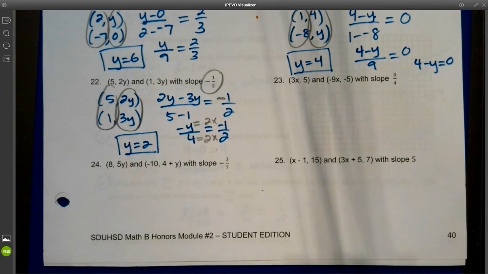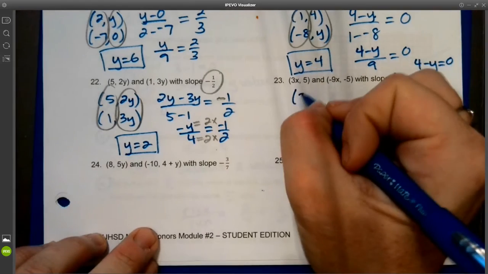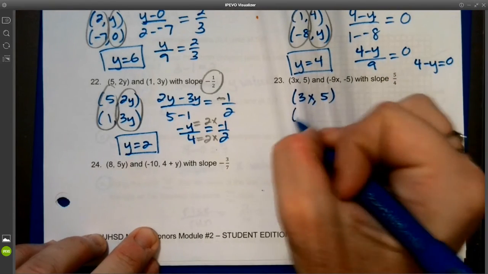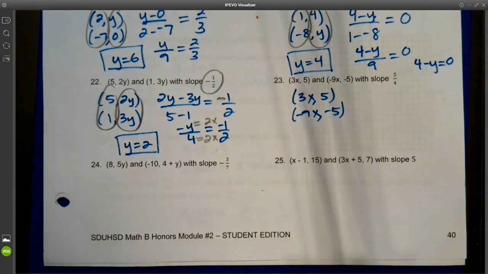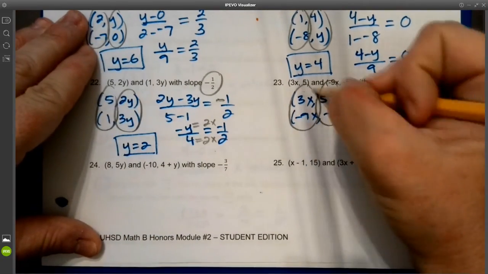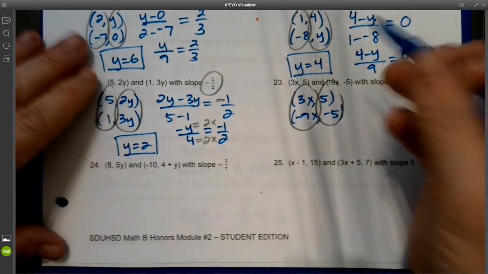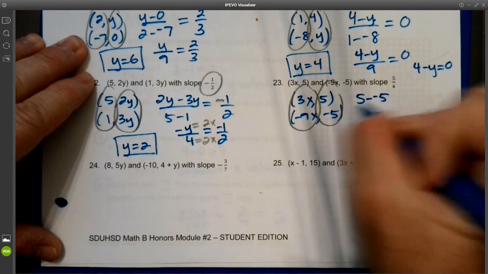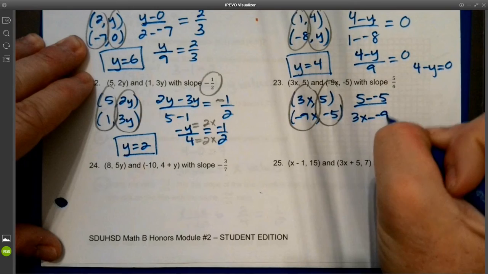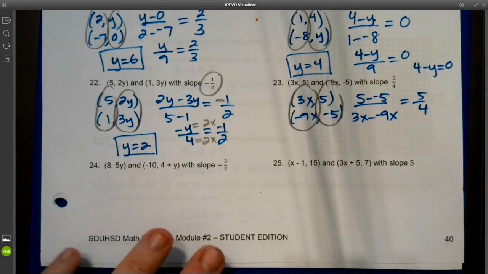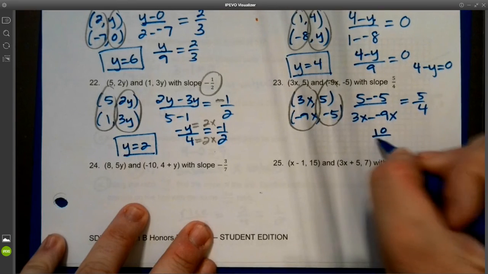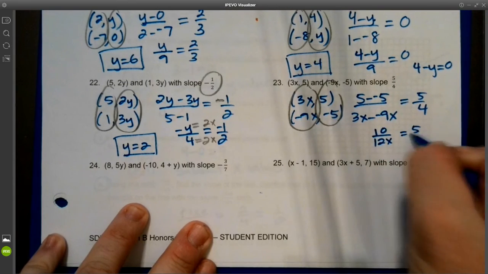Again, I've got a slope of 5/4. I'm going to stack them, subtract them. Here we go. I've got -9x and -5. Cool, cool. So I stack them, subtract them. Y over x, you know. I stack them. Hey, subtract them. Hey, that's how I find the slope, and I'm going to set that equal to 5/4. So 5 minus -5 is, of course, a 10. I have 12x here, and I'm going to set that equal to 5/4.